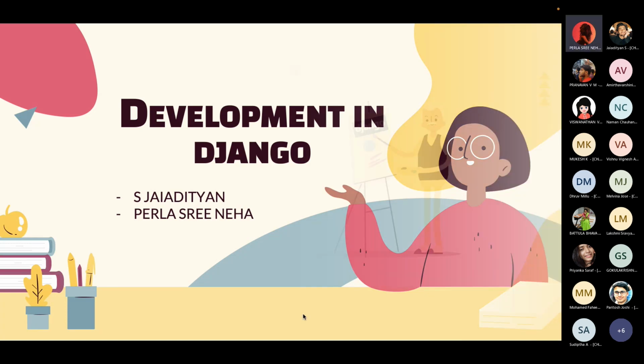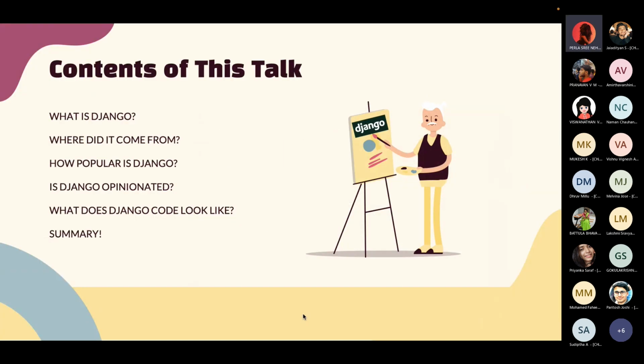So first, let us see what are the contents. What is Django and where did it come from? How popular is Django and is Django opinionated? What does Django code look like? And lastly, summary.